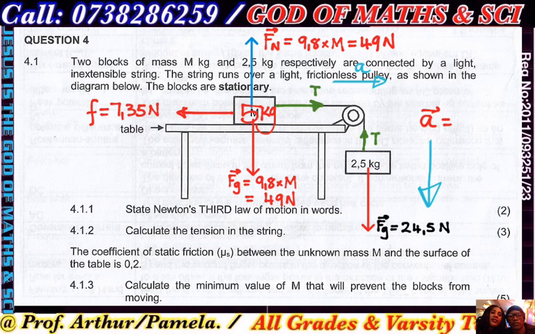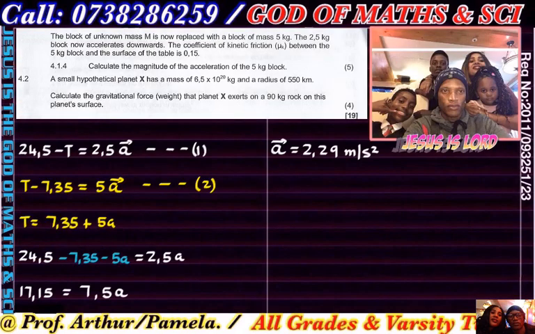For the 5 kg, it will be to the right. For the 2.5 kg, it will be downwards. All right, so now let's see what else, if there's anything here. All right, and then that's it.